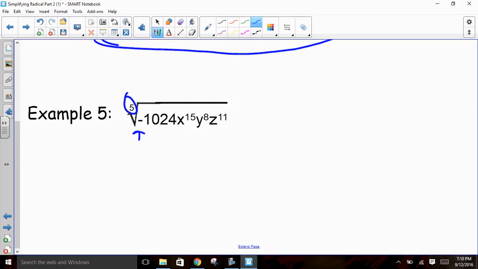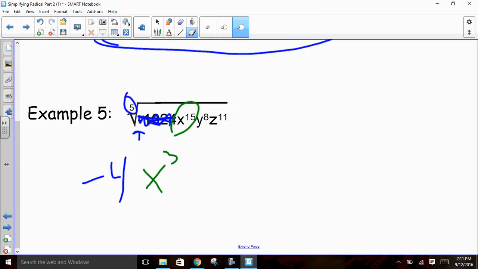So it's the same thing as finding the 5th root of 1024 and then just tacking a negative 1 on the outside. So the 5th root of 1024 is 4. So I have that negative 4 there. So that 1024 is used. All right, let's look at my x's. X to the 15th. Is 15 divisible by 5? Yep, I get 3. So I get x cubed coming out.